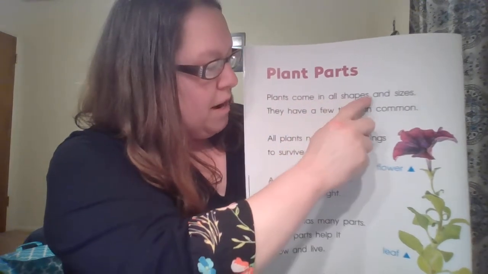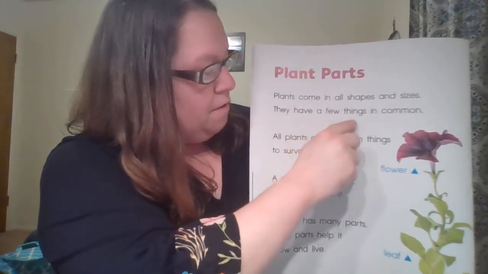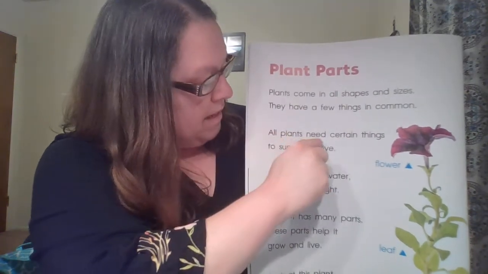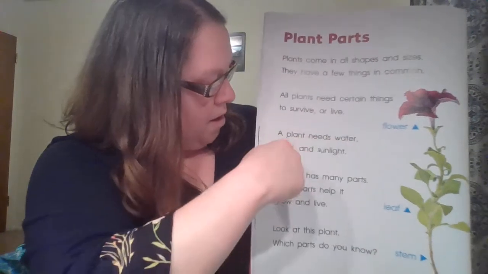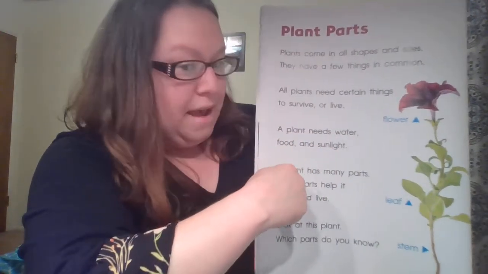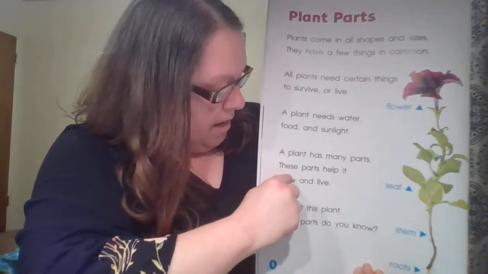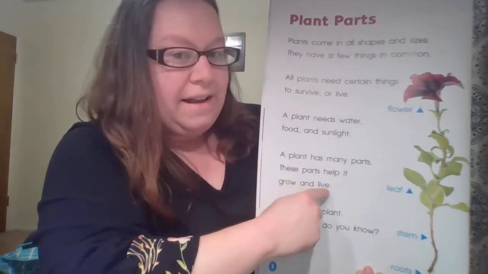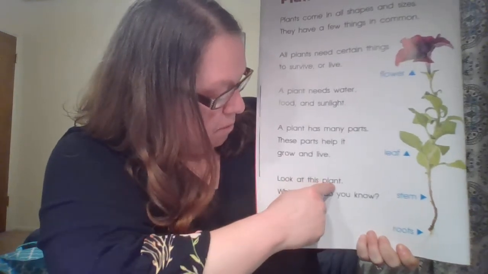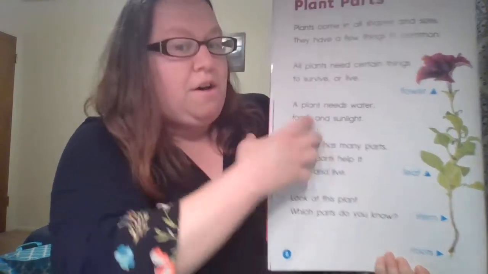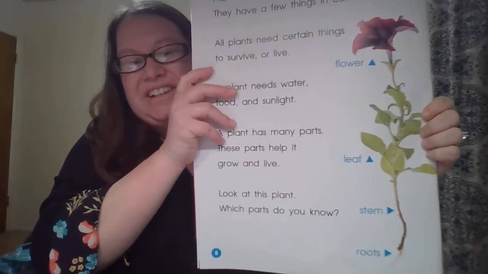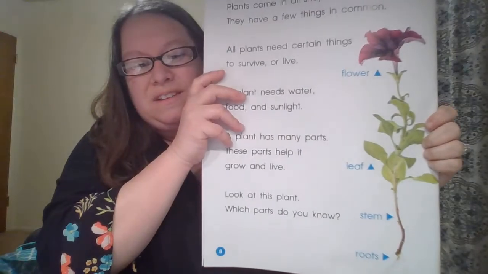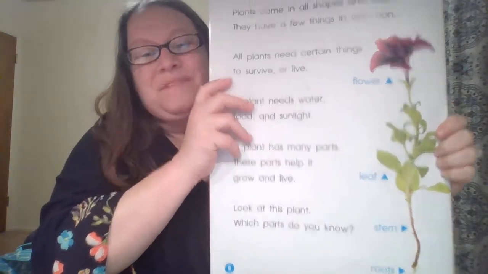Plants come in all shapes and sizes. They have a few things in common. All plants need certain things to survive or live. A plant needs water, food, and sunlight. A plant has many parts. These parts help it grow and live. Look at this plant. Which parts do you know? Can you say the ones that you know? Great job. That's right. You are doing such a wonderful job.